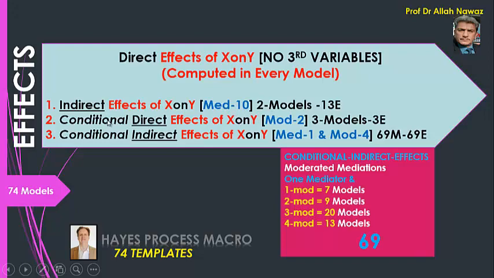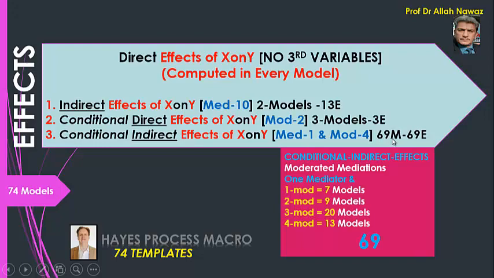In the second category, conditional direct effects, there are only moderators: 1 moderator or 2 moderators, 3 models and 3 effects. And the third and the biggest category is conditional indirect effects, meaning that there is 1 mediator and the others are the moderators. So it is the biggest group, and we shall further classify this group for the sake of understanding. Conditional means moderation and indirect effect means mediation.